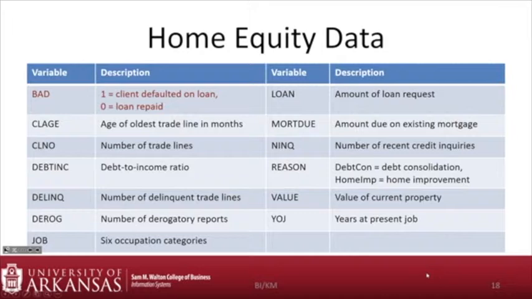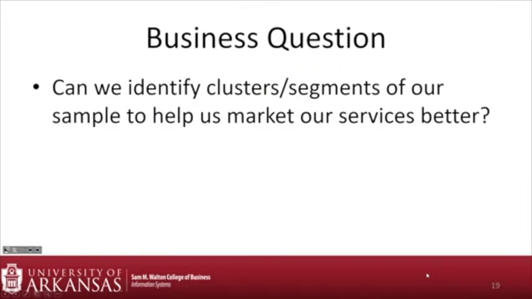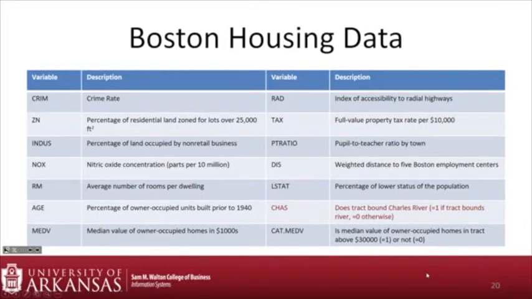Our home equity data set, this is what we were just playing with, and we'll play with a little bit here in a second. Our idea is 1 was our client was going to default on a loan, or 0 was the loan was repaid. So 1 for bad, they weren't a good loan risk, 0 was they were a good loan risk. And here we can say, could we identify clusters or segments to help us market our services better? This is actually a big question for clustering. No matter what your data set is, can we group people in such a way that we can actually do our job better? Give a more personalized experience.